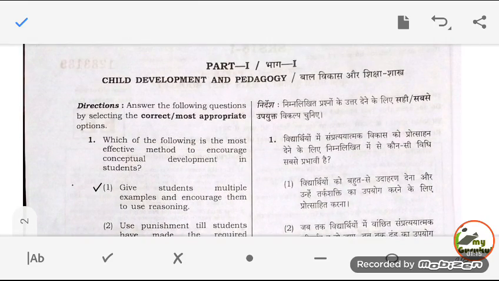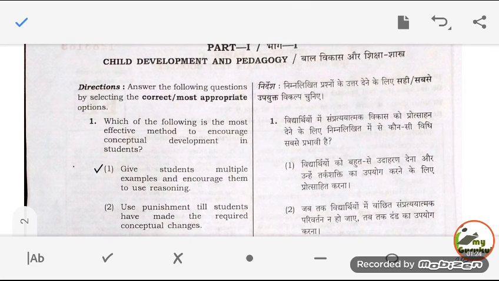First question: which of the following is the most effective method to encourage conceptual development in students? So this is the theory. Winter and Hosses say that the most effective method to encourage conceptual development in students is to give multiple examples and encourage them to use reasoning. A case study organized by Merlot found that students develop logical problem solving skills and define problems, analyze possible alternative actions and provide solutions with a rationale for their choices. So the right option will be option number 1.